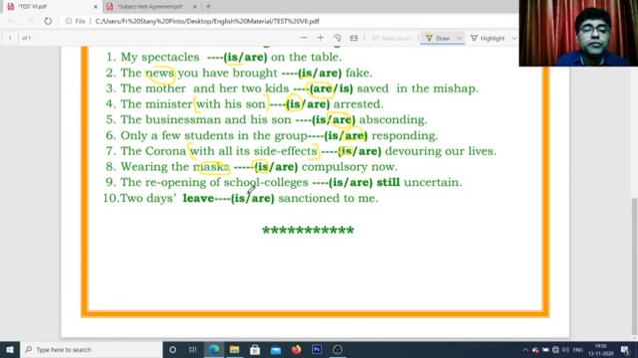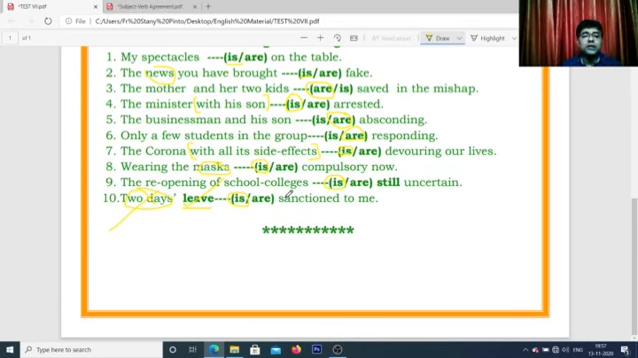The reopening of schools or colleges dash still uncertain. The reopening of the schools and colleges is uncertain. Why? Again, remember, we are not speaking about schools and colleges. We are speaking about the reopening. Two days leave sanctioned to me. Two days leave is sanctioned. Why? I am considering the leave, not two days. We are not speaking about the two days. Please remember, we are speaking about the leave. Hence, two days leave is sanctioned to me.